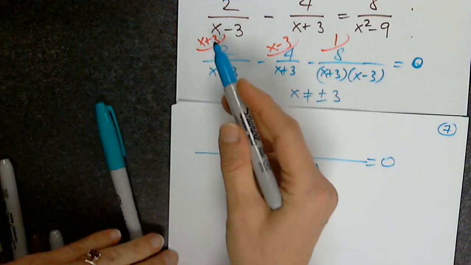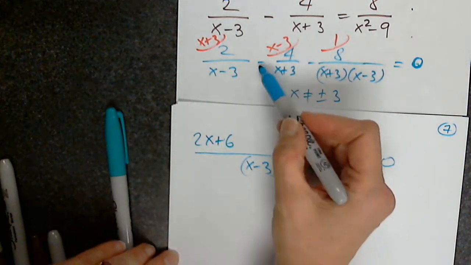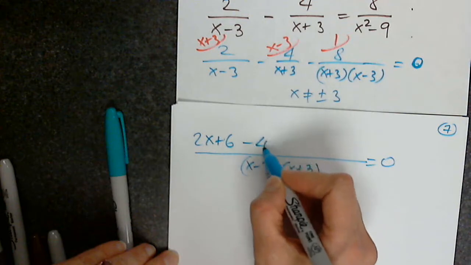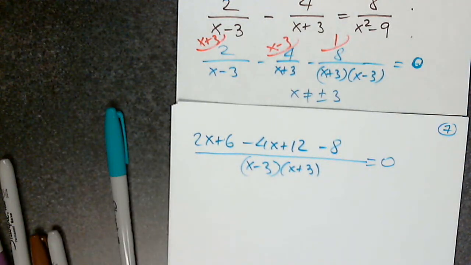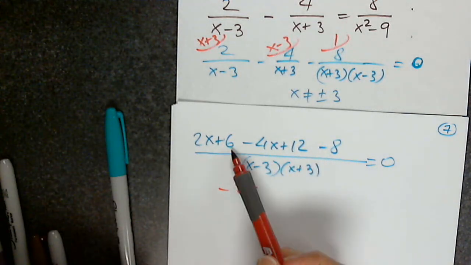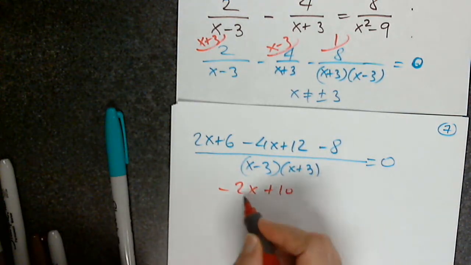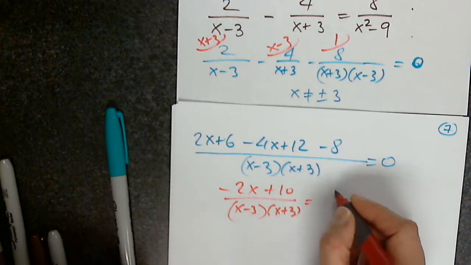Then I distribute 2 to 2 terms, and I get 2x plus 6. Agreed? Then I distribute negative 4 to 2 terms, and I get negative 4x and plus 12. And then minus 8. Then I combine my terms, and I get negative 2x. And this is 18 minus 8, so this is positive 10 divided by x minus 3 and x plus 3. And this is 0 over 1.